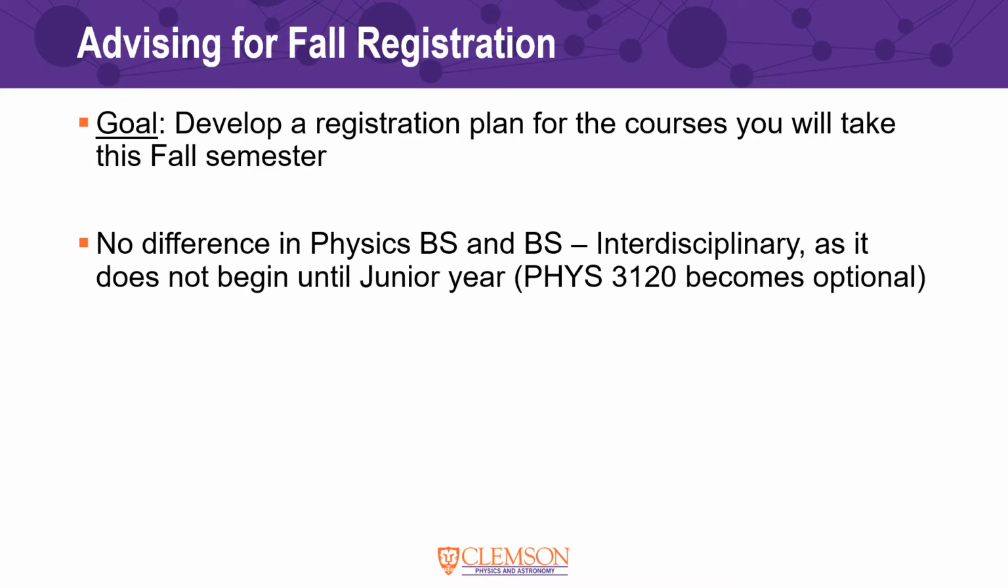So advising for fall registration: your goal here is to develop a plan for what you're going to take in the fall. And although I've talked about the Physics BS and the BS Interdisciplinary, at this point there's no difference between them because this won't begin until your junior year, which means your sophomore year you would make a decision whether your junior year you want to take that first optional course, which is Methods of Theoretical Physics Part 2 or Physics 3120. So this is something that was really just for you to think about, but you won't have to jump into that until your junior year.